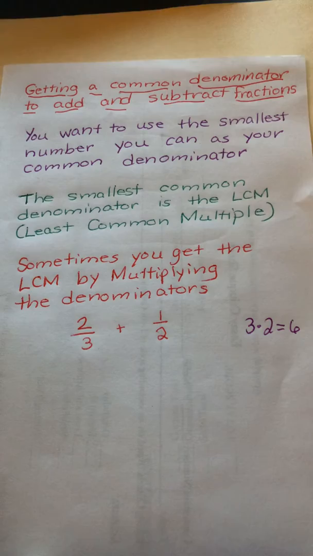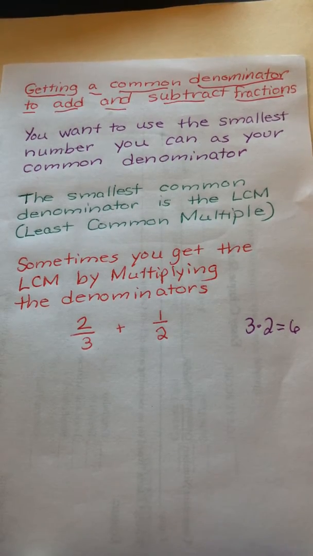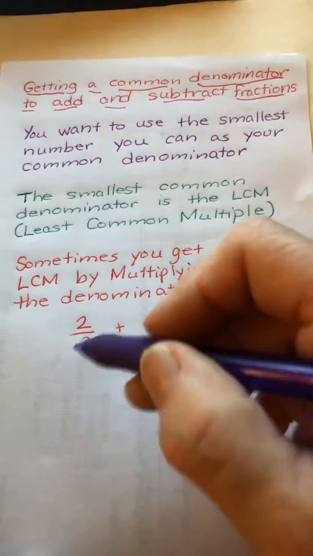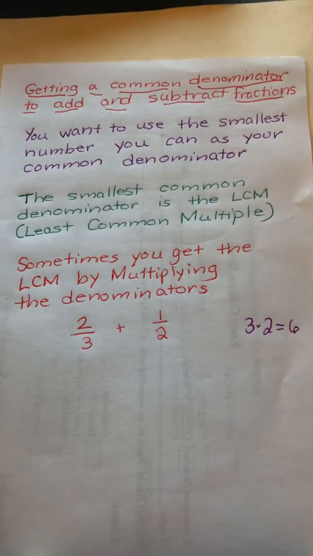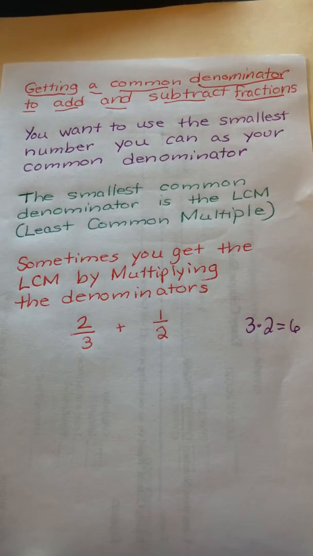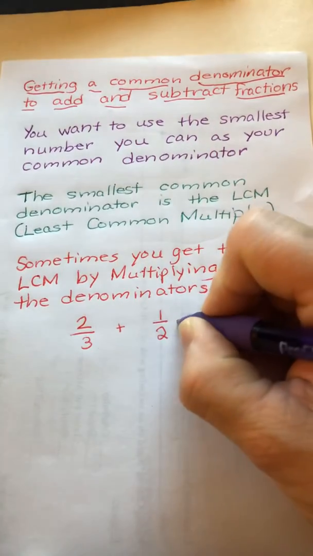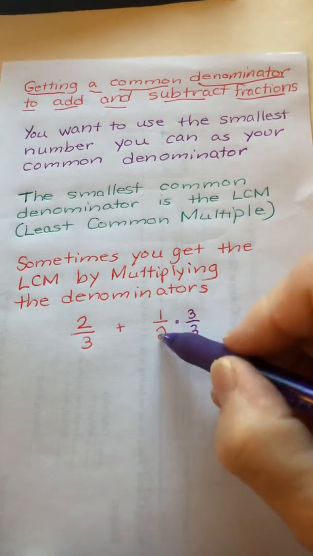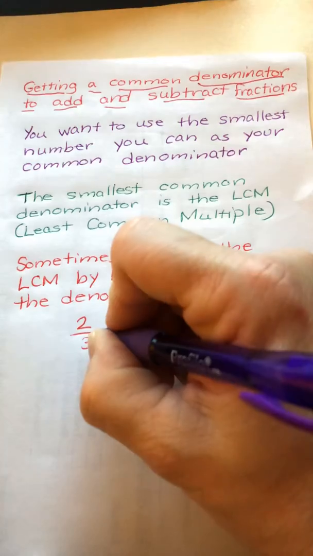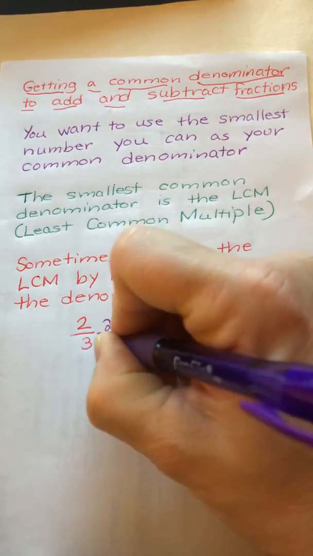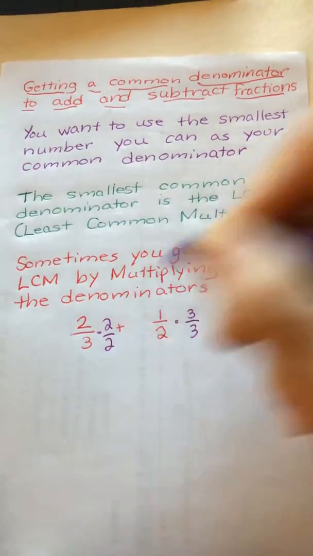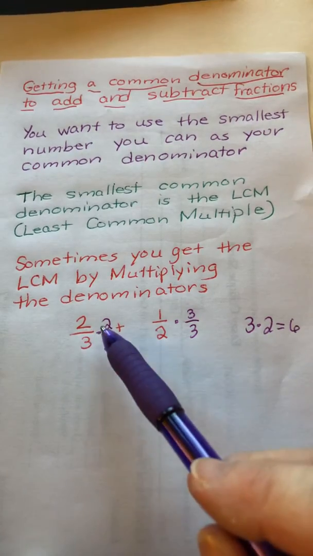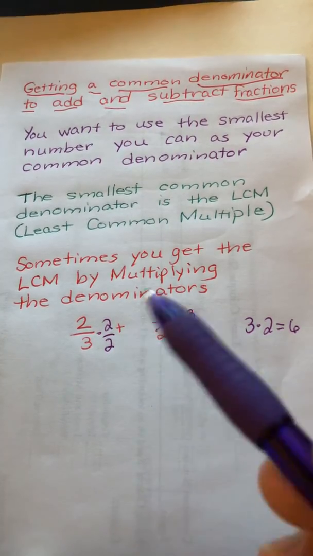And so the way I'm going to get a common denominator is multiply both of these numbers by 1. If I multiply a number by 1, it won't change the value. So I'm going to use this form of 1 on this fraction and this form of 1 on this fraction. So I'm multiplying by 2 divided by 2 and 3 divided by 3.